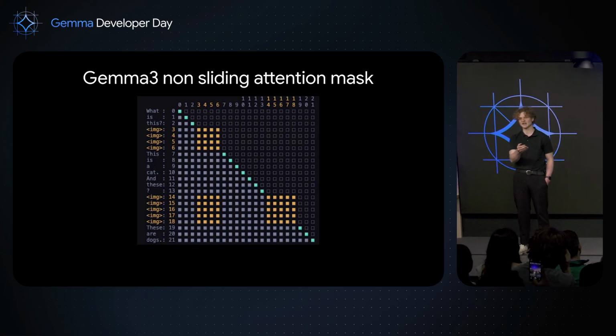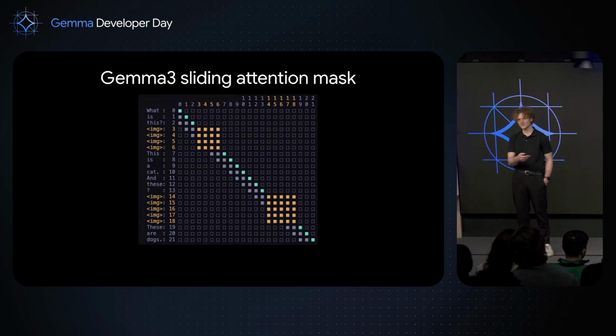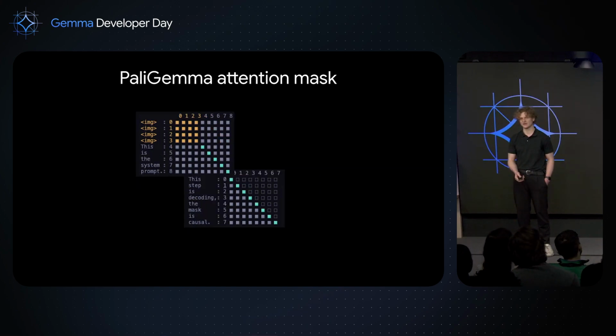So if you have something like this, a simple ASCII character that says, okay, the image token should pay attention to all of the image tokens, for example. But if it's sliding, then it should look like something like this. This helps us a lot as well. Because, for example, if you look at the PaliGemma attention mask, it's very different from what we just saw.